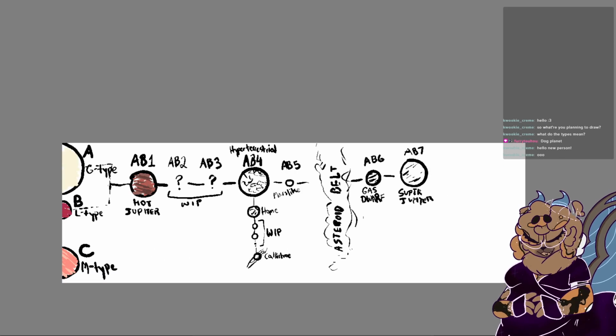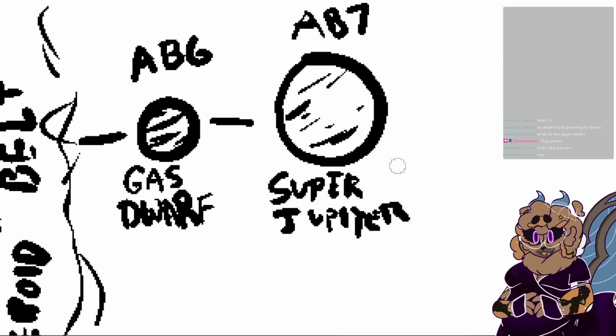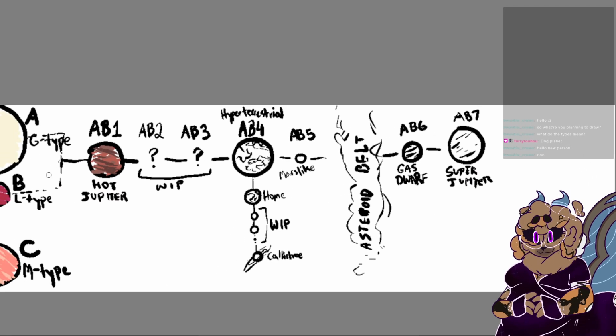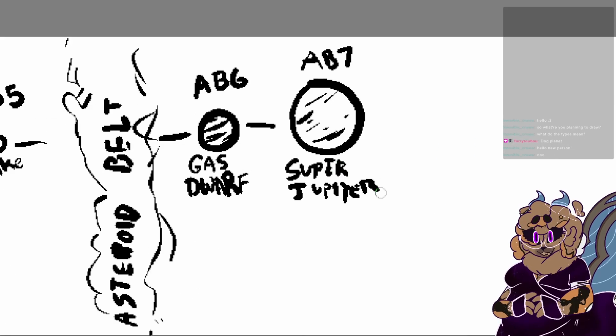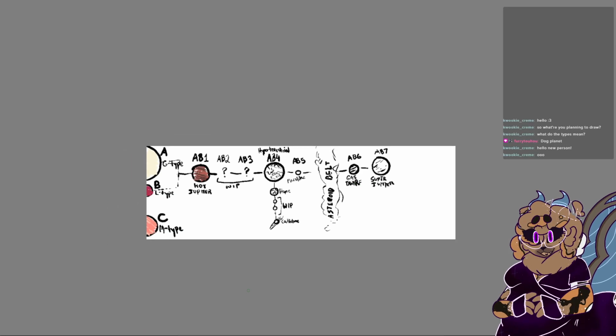Obviously, none of this is to scale. This is just for me planning all of this out. But this super Jupiter right here will probably be the biggest and heaviest planet in the system. And it'll also probably have a shitload of moons too. But again, I'm not really worried about that just yet.